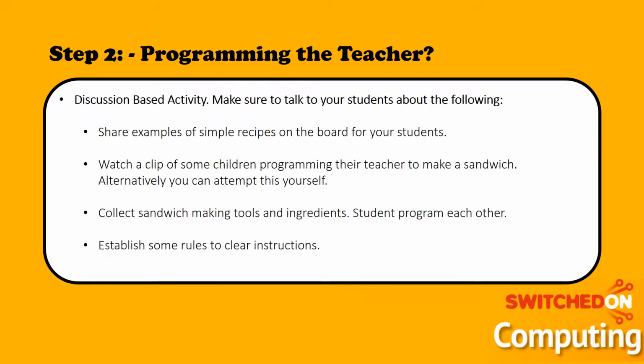So the next task, once they've understood what an algorithm is, they're going to share some examples of sample recipes on the board. So you'll be able to show your students some recipes. I find that BBC have got some really good recipes available that are safe for children. And we're going to watch a clip in a minute that shows children programming their teacher to make a sandwich. Now, you can attempt this yourself, or you can get the students to do it, or you could do both.